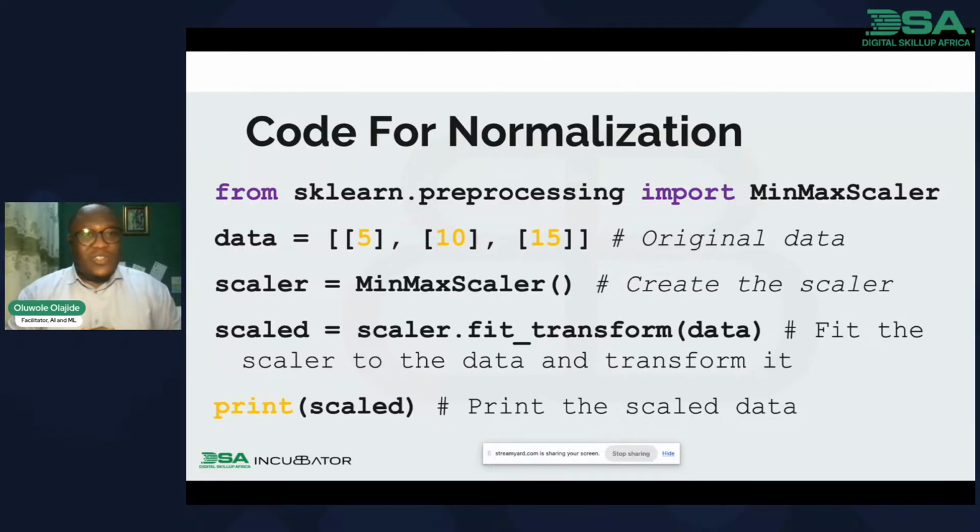So number one, you need what you call your scikit-learn, a library called scikit-learn. You call that preprocessing, because normalization is like a preprocessing feature. Exactly. After we've spoken about data collection, how do you retrieve your data set? The next stage after retrieving your data set is what we call preprocessing.